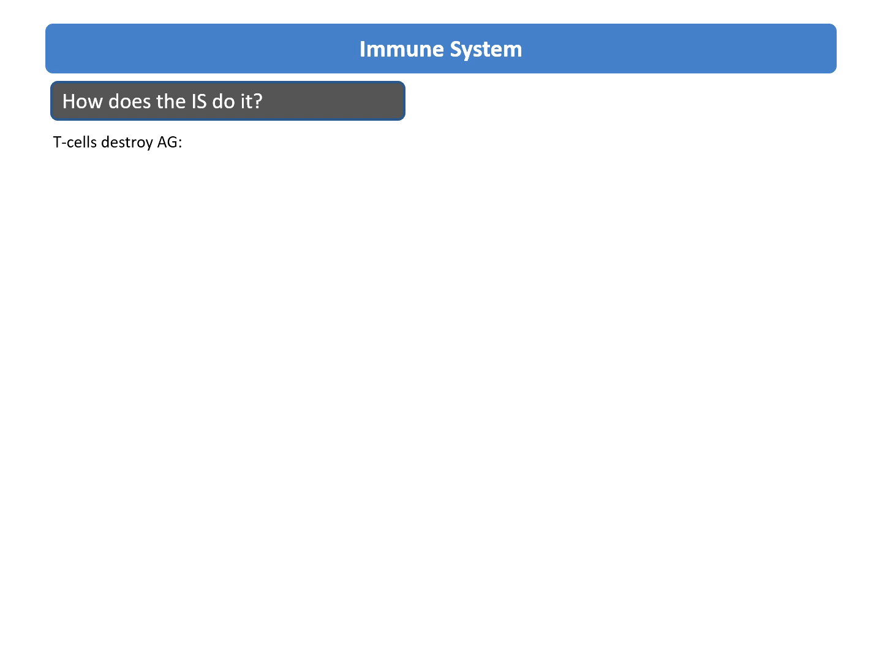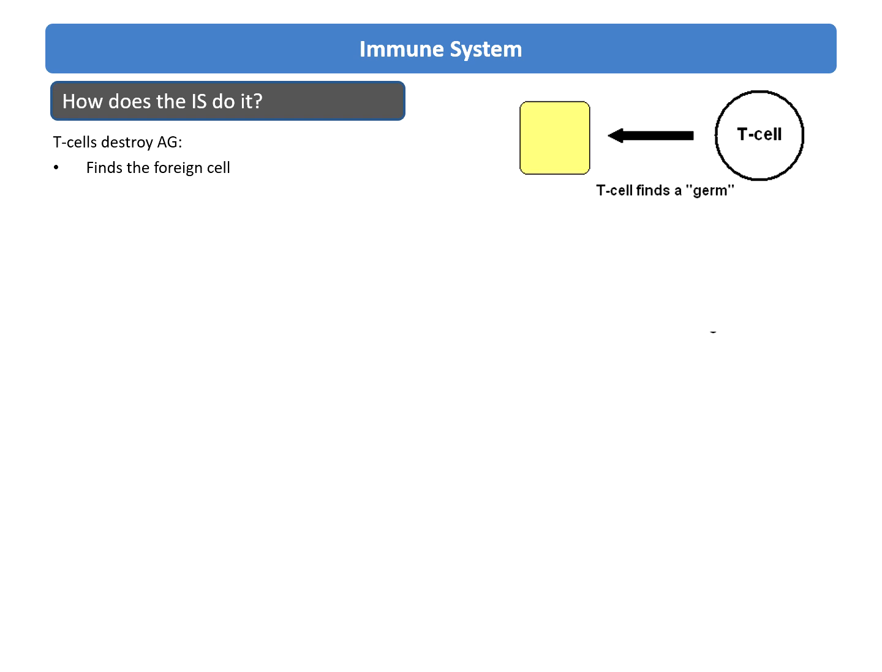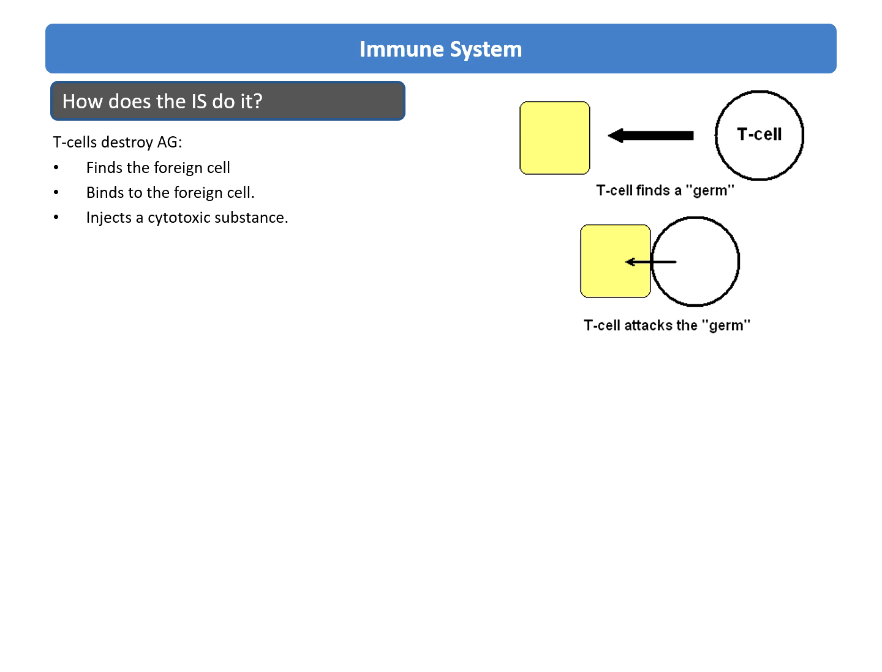T cells destroy the antigens. They first of all find the foreign cell. They bind to the target cell, the foreign cell. They inject the cytotoxic substance and kill the foreign cell. So they're involved in direct attacks.